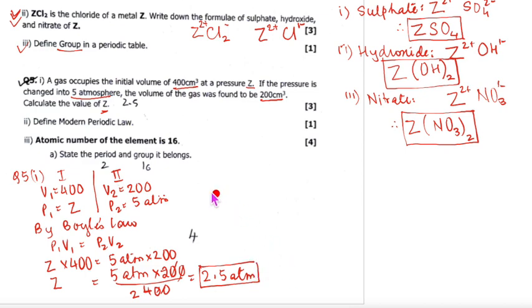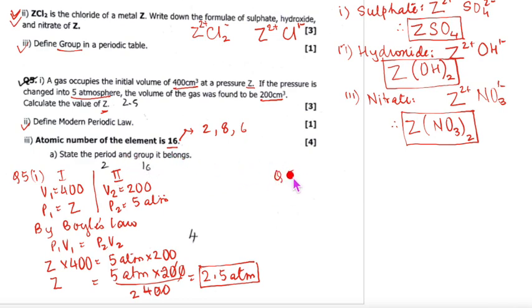Okay. Then define modern periodic law. Again, you have to learn this on your own, so learn it up. We'll come to the third part. Atomic number of the element is 16. So immediately first thing you have to know is 2, 8, 6, which is the electronic configuration. A part says state the period and the group it belongs to.